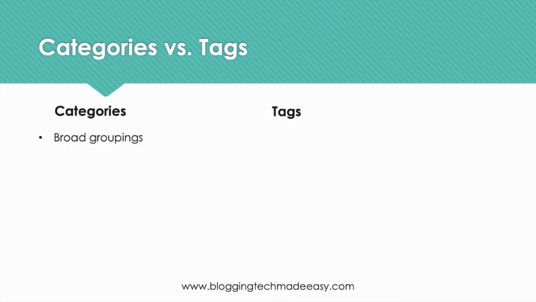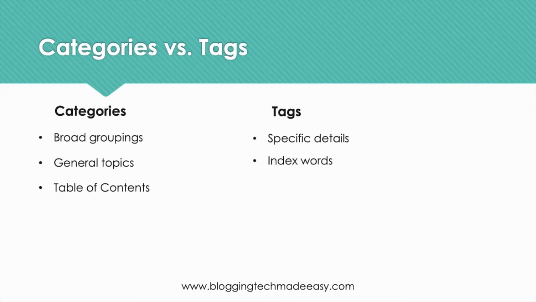Categories are meant for broad groupings of your posts. Think of these as general topics or even the table of contents of your site. Categories are there to help identify what your blog is really about. And you can arrange your categories in a hierarchy with subcategories as well. Tags are meant to describe specific details of your posts. Think of these as your site's index words. They are microdata that you can use to microcategorize your content, and they don't belong in a hierarchy.